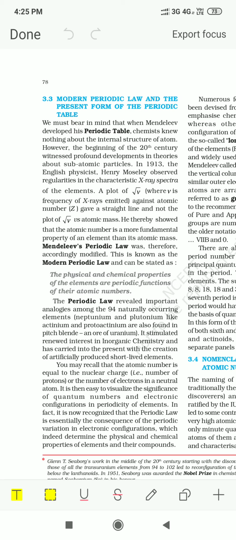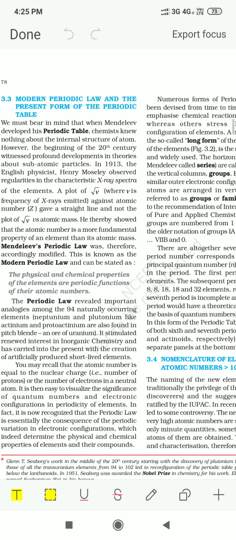Periodic function we say because after a certain period the same configuration is repeated. So we say it is a periodic function of the atomic numbers. So the modern periodic table is based on the increasing atomic number.